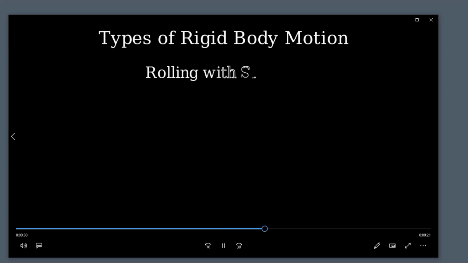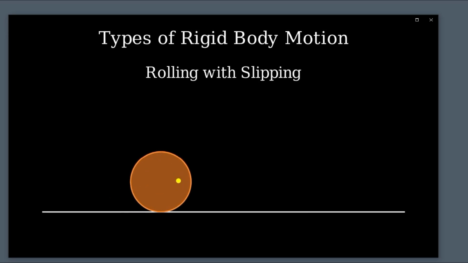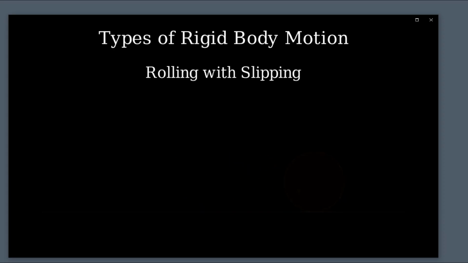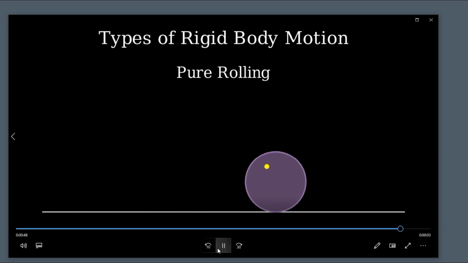And then we have rolling with slipping. So the object rolls and also slips. This is not a great example. I tried to introduce a small bit of slipping, but I don't know if you can see that. This is pure rolling. I'll explain the difference. It's an example of pure rolling.